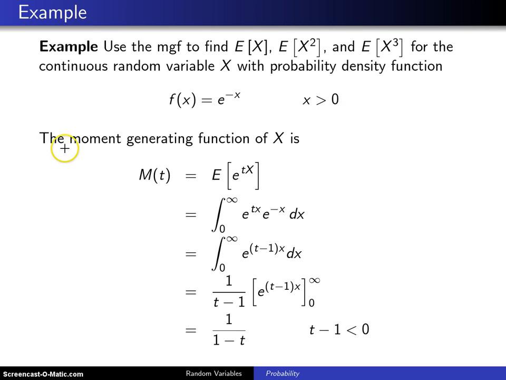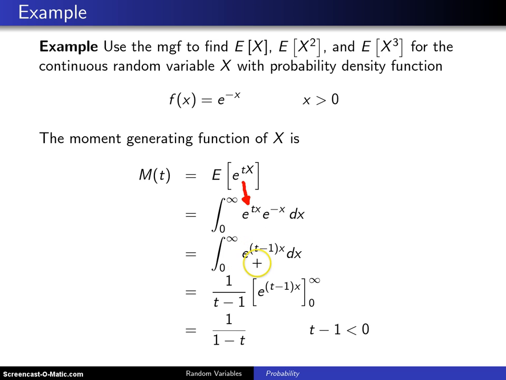So the first thing to do here is to find the moment generating function of x. That is, m of t, by definition, is the expected value of e to the t times x. Now you know that e to the t times x is going to show up right here, and so you will have the integral from 0 to infinity, that is the support of the random variable x, of e to the tx times the probability density function e to the minus x dx. Now here you have like bases, so you can add the exponents, and in addition you can factor out an x, so you get e to the (t minus 1) times x dx.